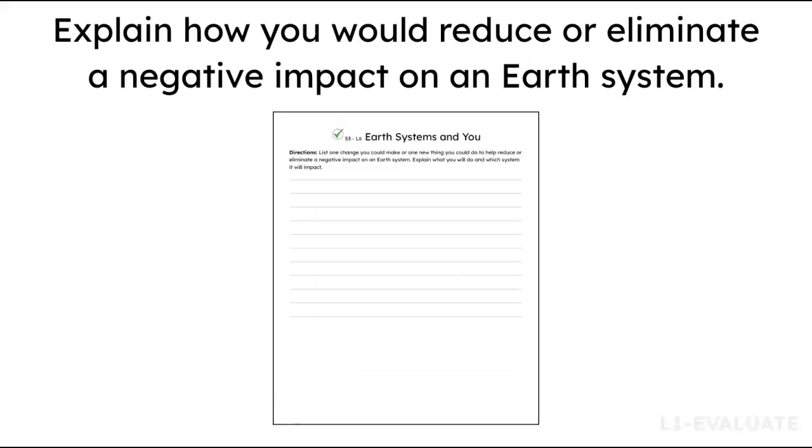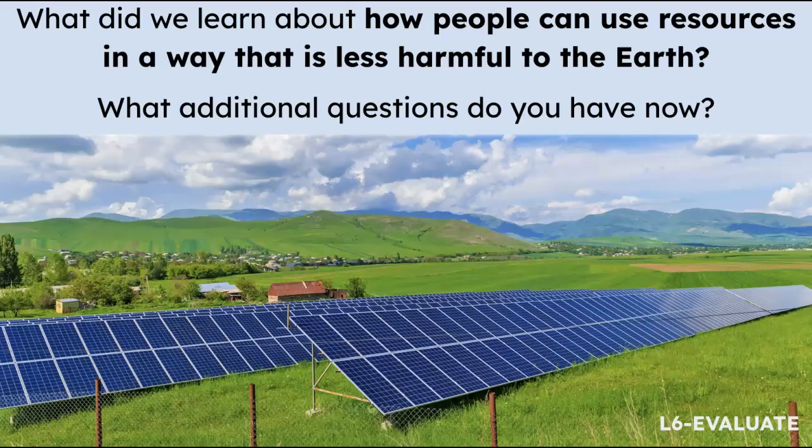For the Evaluate portion, you'll have students complete the Earth Systems in You student journal page. To support student sense-making across the unit, you'll orient them back to the driving question board. You'll ask, what did we learn about how people can use resources in a way that is less harmful to the earth? And what additional questions do you have now?